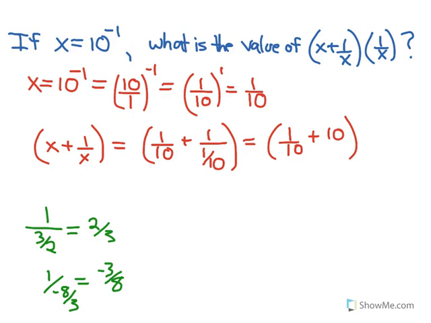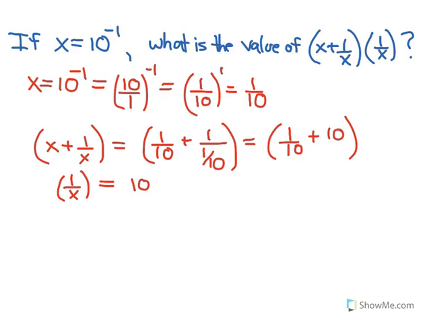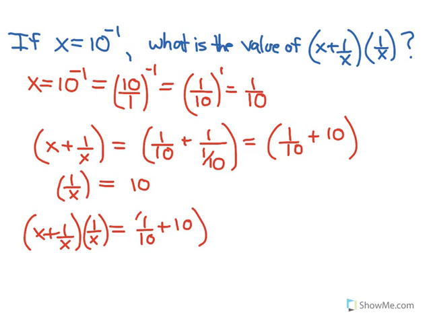We also know that the second bracket we have to deal with is 1 over x, which we just said is 1 over 1 over 10, which is 10. So our whole expression, I'm just going to erase this green quickly. So our entire expression, x plus 1 over x times 1 over x, is equal to 1 over 10 plus 10 in a bracket times 10.